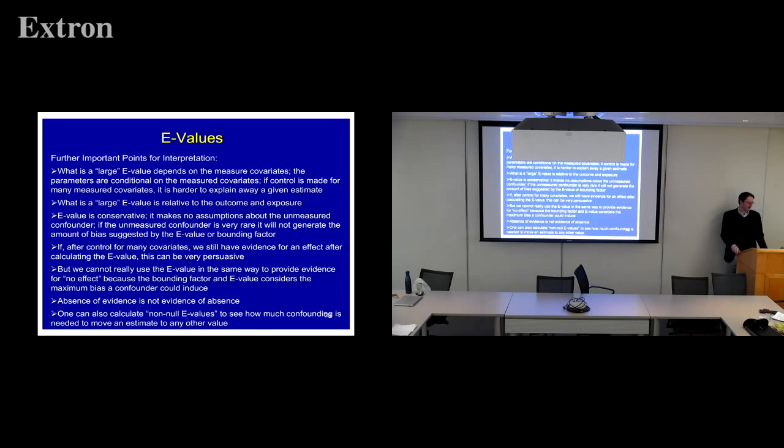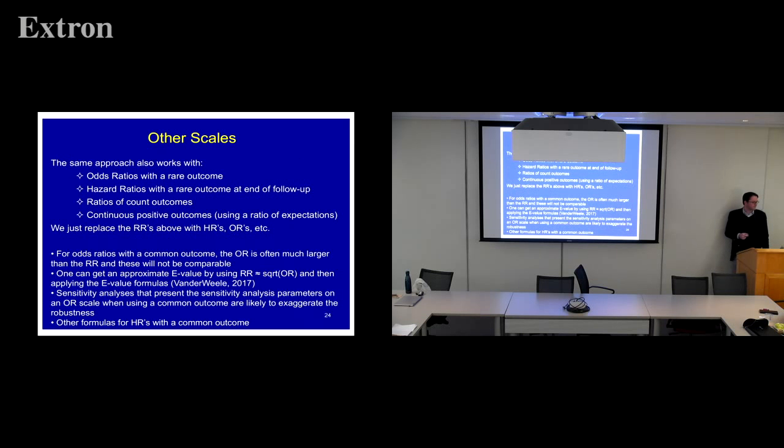So where this metric's really most useful is trying to make arguments that the evidence for a causal effect is quite substantial. Related to Dustin's question earlier, we can also calculate non-null e-values: how much confounding would be required to shift our estimate to any other value. That could be towards the null or away from the null, but we can do this as well.